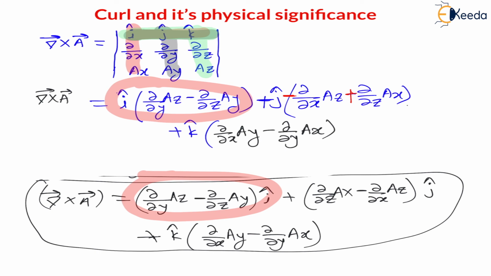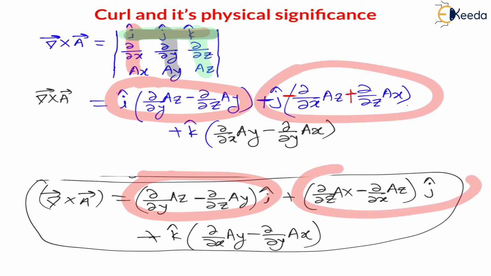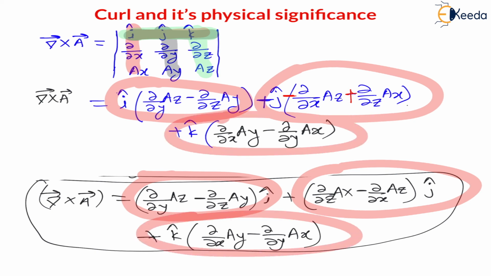Again for the second term also, exactly the same we are writing. And look at the third term also. The third term is also exactly the same. So in this determinant format also we can write the curl. Thank you dear students. In the next lecture we will start Stokes theorem.